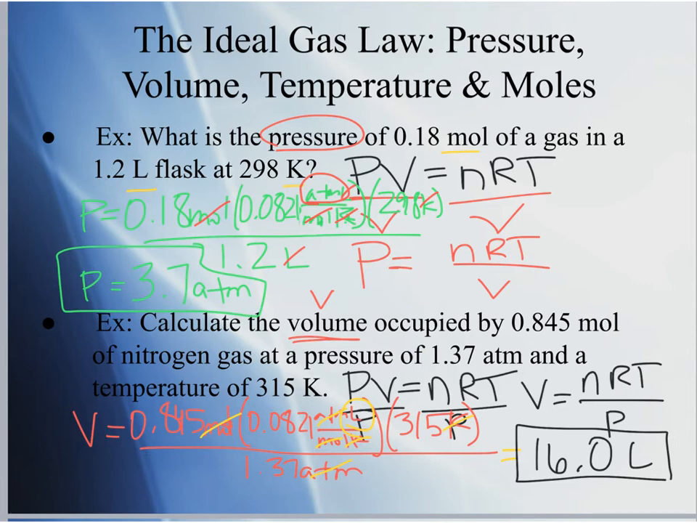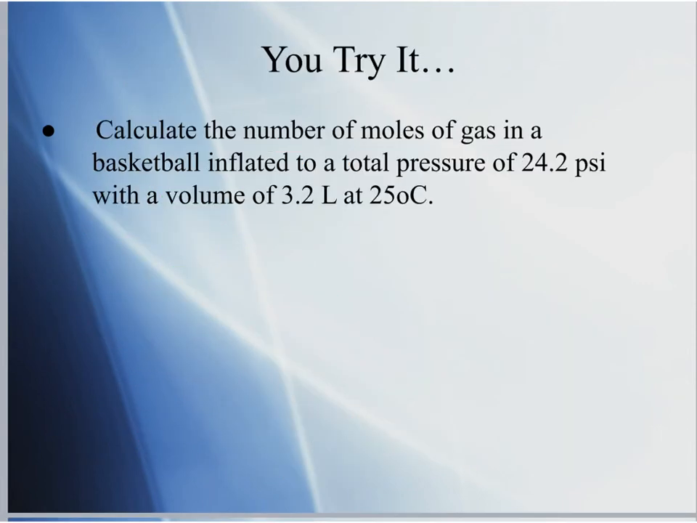Again, hopefully this makes sense. Take it one step at a time. Try to solve all of these on your own, and then go back to see if you've got them correct. If you need any more help, grab your textbook and take a look at the section on the ideal gas law. Before we head into the next thing, I want you to try this one on your own. Calculate the number of moles of gas in a basketball inflated to a total pressure of 24.2 psi with a volume of 3.2 liters at 25 degrees Celsius.